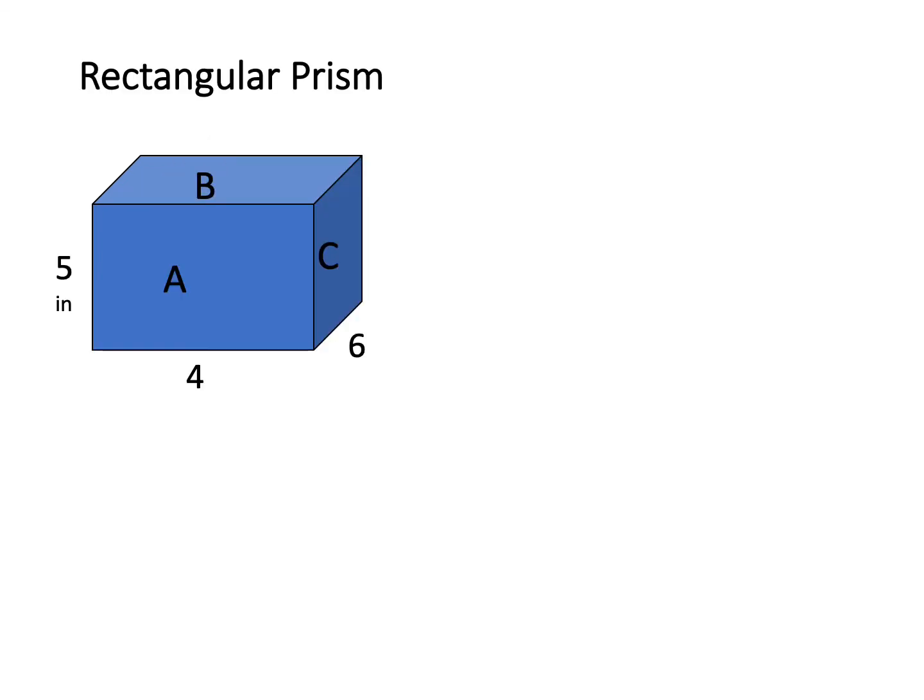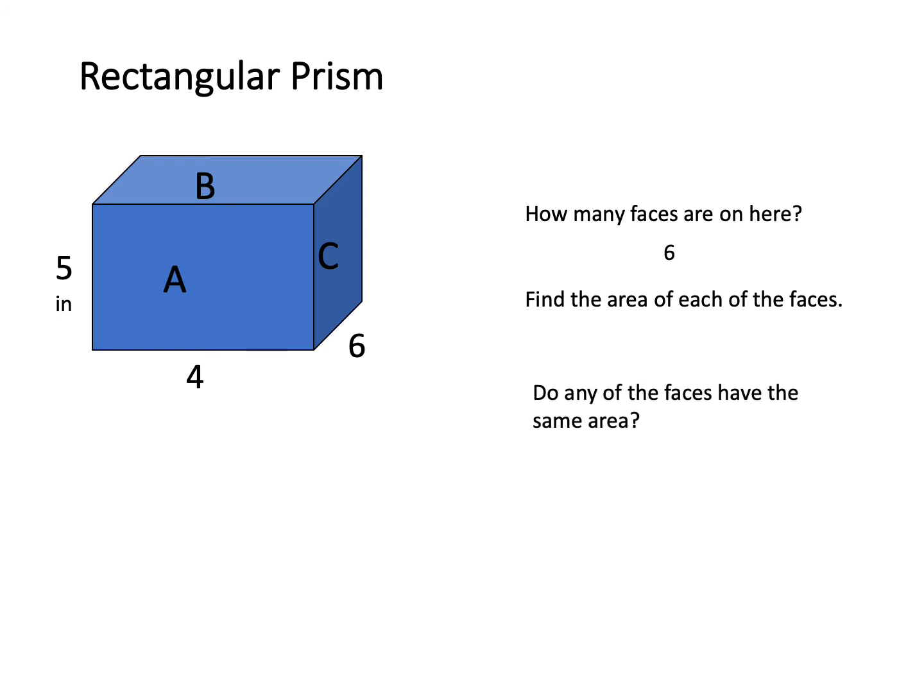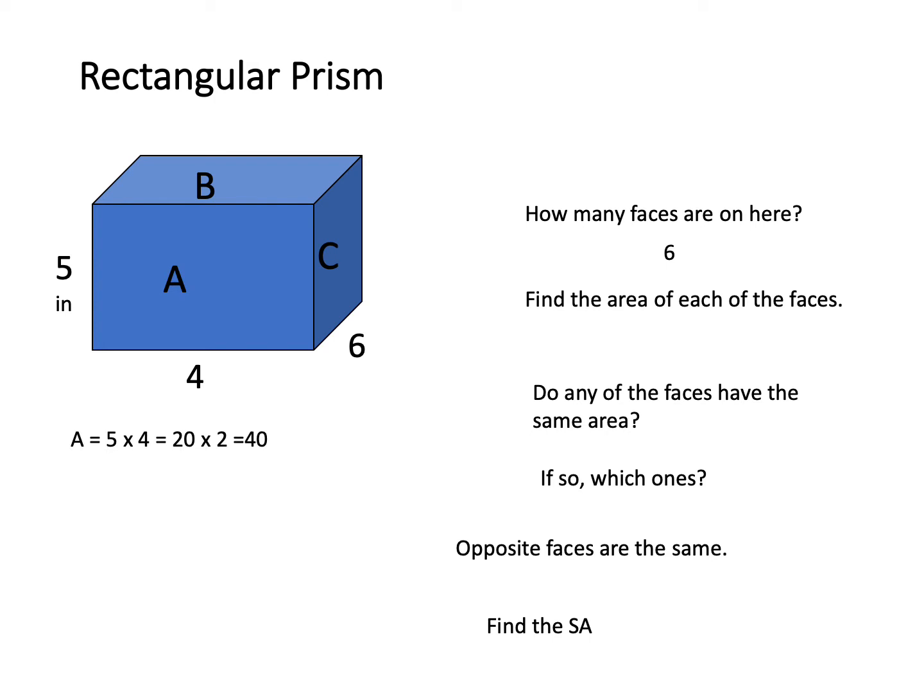Next up, the rectangular prism. Want to know how many faces this has? And once again, there are 6, just like the cube. We want to find the area of each of these faces, but first we need to know, do any of the faces have the same area? And if they do, which ones? We know that opposite faces are the same in this particular shape. So now we can start by finding the surface area.